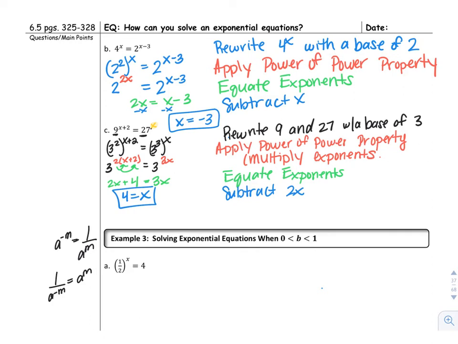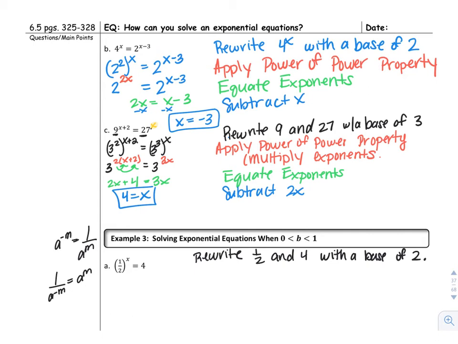So we need to be thinking of how can we rewrite 1/2 and 4 with the same base. So take a moment to think about that. Okay, so hopefully you're thinking along the lines of 2's. So we can rewrite 1/2 and 4 with a base of 2. So you're probably wondering, how would I do that when there's a fraction?